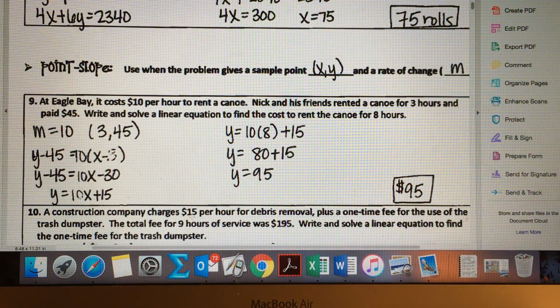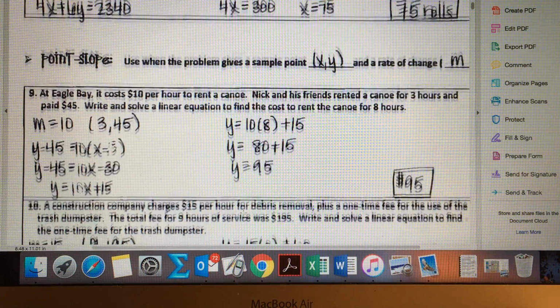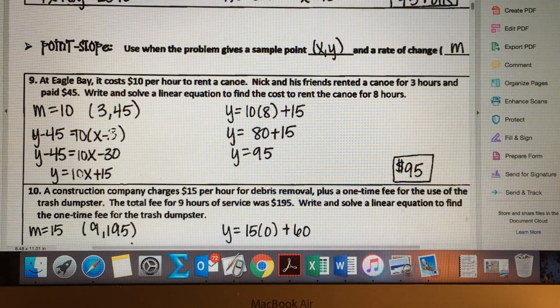So then it says the total fee for 9 hours is $195. Notice how we have both the X and the Y there. That is an XY pair. So we have the rate is 15, and our XY sample, our sample point is 9, 195. Because remember, you write X first, Y second.